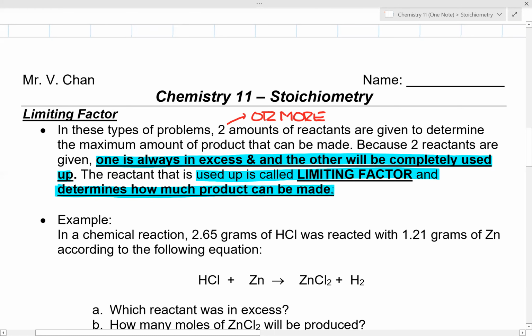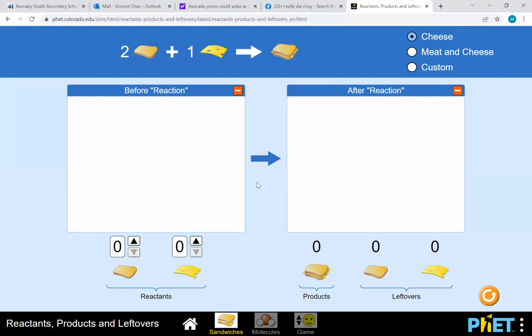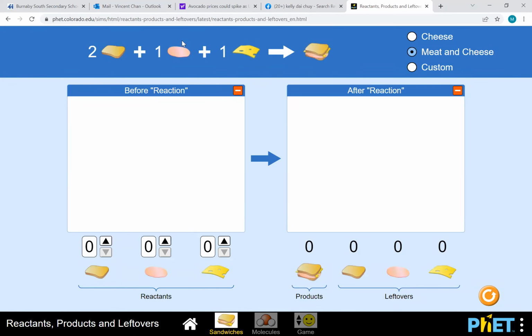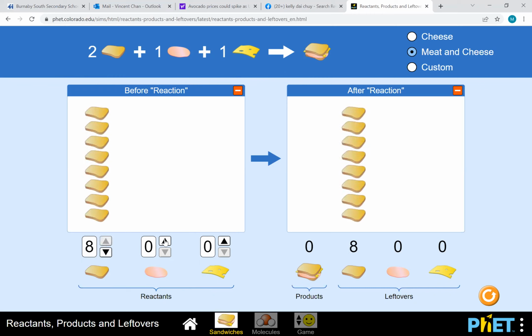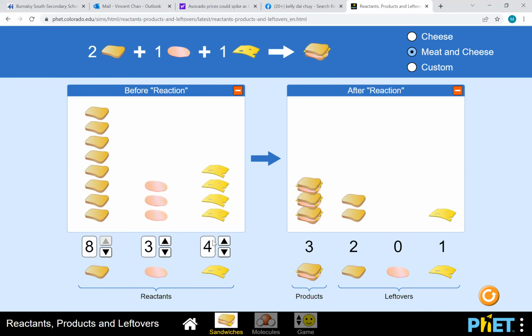Let me give you an example here. If I were to show you a simulation, let's say we're making a sandwich, a meat and cheese. It says you have 2 bread plus 1 meat plus 1 cheese gives you a sandwich. So what do I mean by limiting factor? Let's say we were given 8 slices of bread, 3 pieces of meat, and 4 slices of cheese.